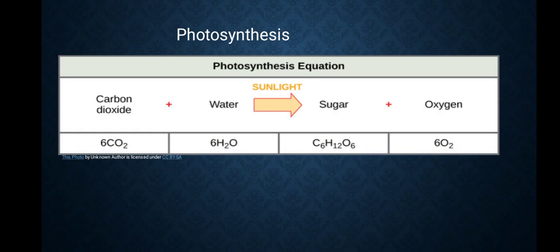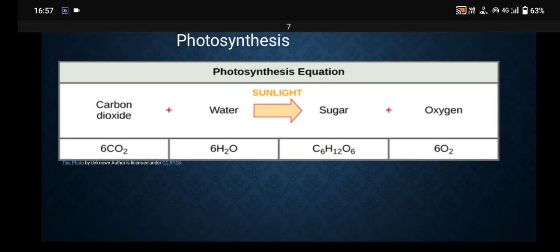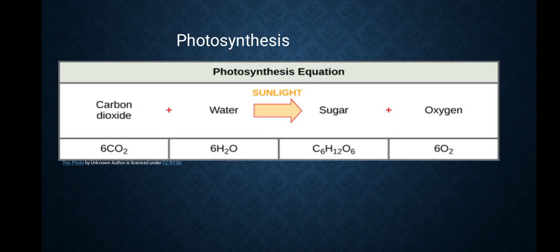There are small pores on the lower surface of the leaf called stomata. Okay, carbon dioxide. Now look at this photosynthesis equation, and this is the reaction also. Carbon dioxide diffuses into the leaf through stomata.